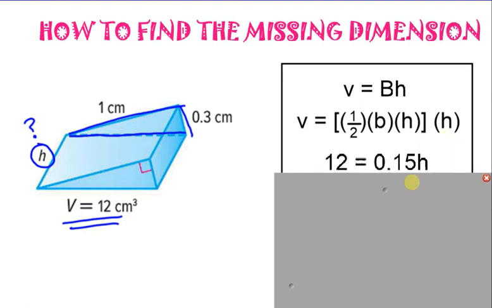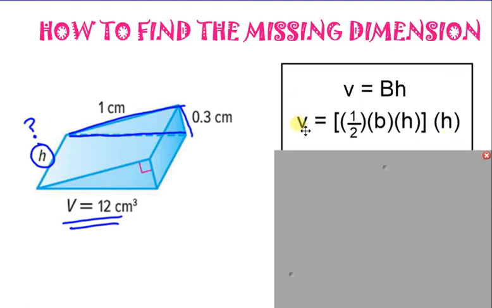So what do we know? Well, we know that the volume is 12, and instead of 1/2, I'm going to use my 0.5. We know that the base of the triangle is 0.3. We know that the height of the triangle is 1. But we don't know the height of the entire shape. So we have 12 equals 0.5 times 0.3 times 1 times h.